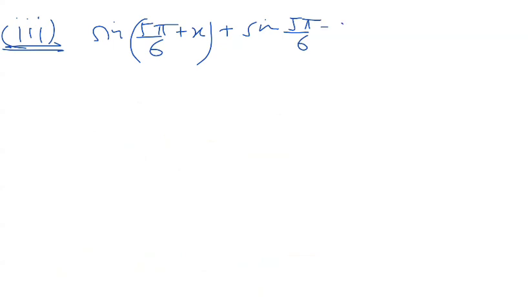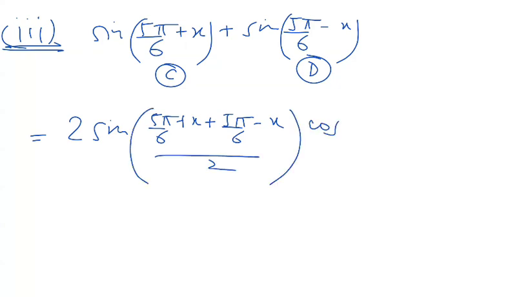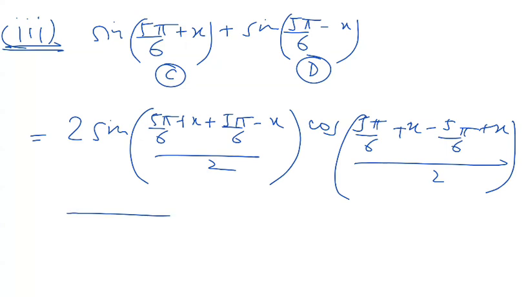Sub question number 3. Sin 5 pi by 6 plus x plus sin 5 pi by 6 minus x. You can do compound angle formula, but then I'll apply the factorization formula. Sin C plus sin D is 2 sin C plus D by 2 cos C minus D by 2. When you do minus D, there will be a sign change in D. So this is 2 sin, x is gone.